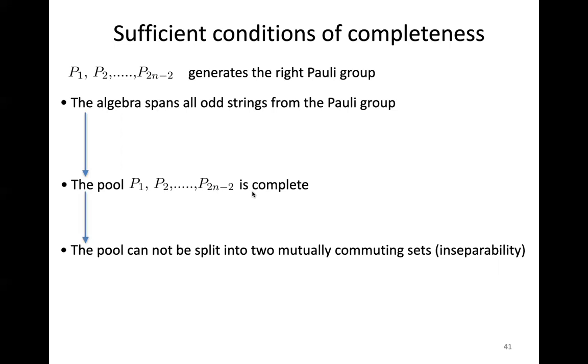And the nice thing is that for now, we also numerically proved, we don't have an analytic proof yet, so we are still working towards this, but numerically we see that basically from these inseparability conditions, provided that the right group is generated, it follows the algebra spans all odd strings from the group. So in some sense, these conditions are actually equivalent.